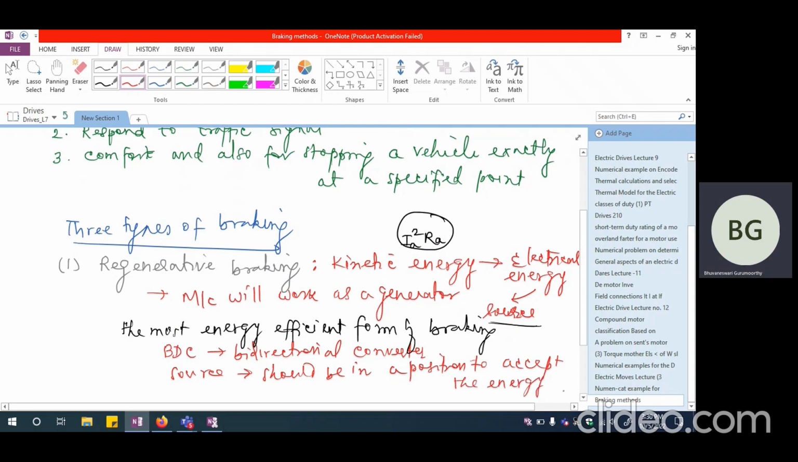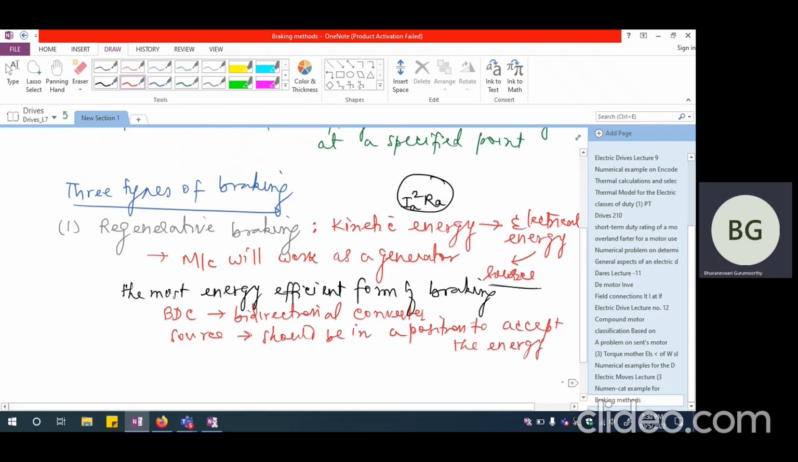Regenerated energy or regenerated power. So regenerative braking, although it is one of the most energy efficient forms of braking, may not be very easy to implement. That is one of the problems you might face.